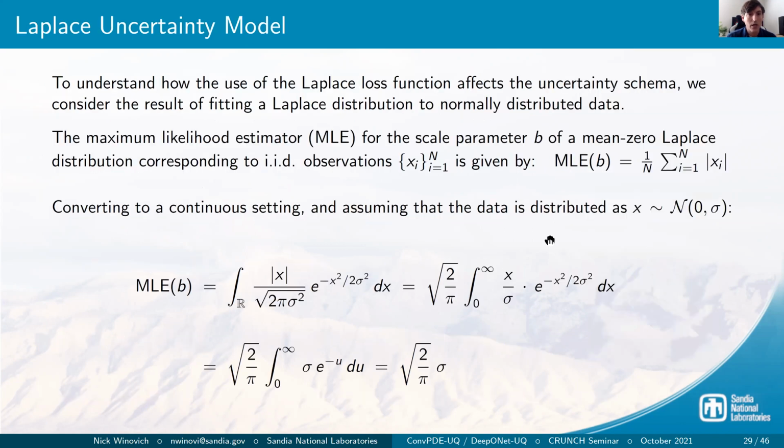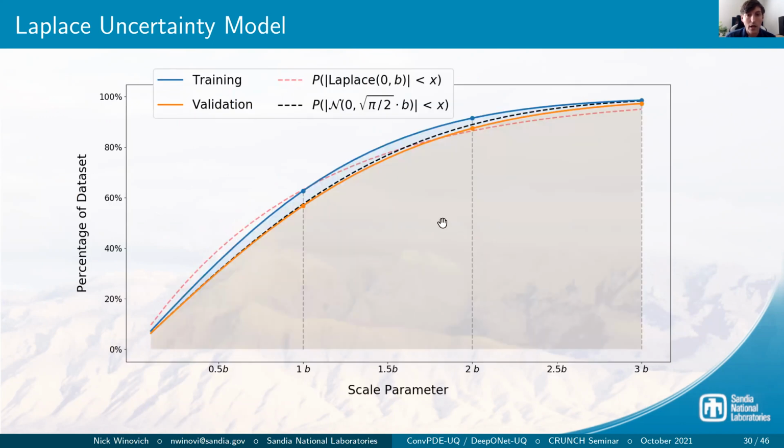In particular, I look at the idea of what happens if you inappropriately fit a Laplace distribution to normally distributed data. What you can compute is the maximum likelihood estimator for that scale parameter b in terms of the standard deviation for the normally distributed data. If we apply that correction, so we take the network's prediction, if we were using a Laplace model, we would get this red curve.